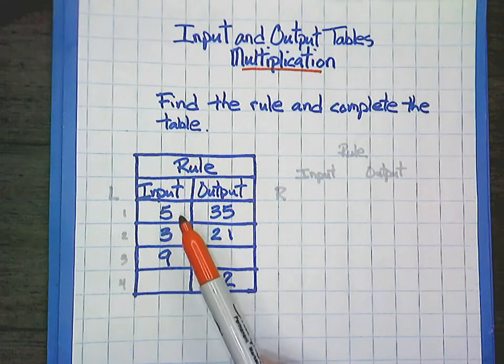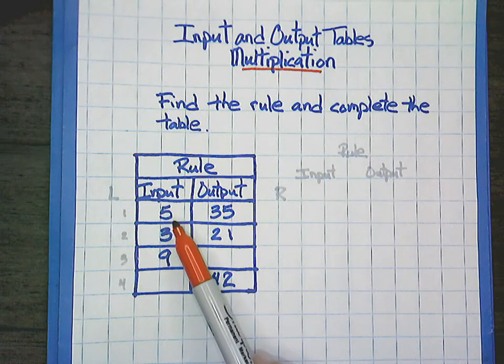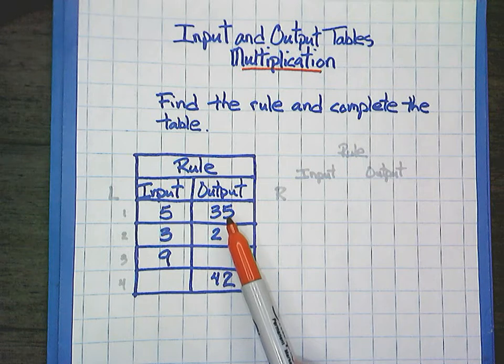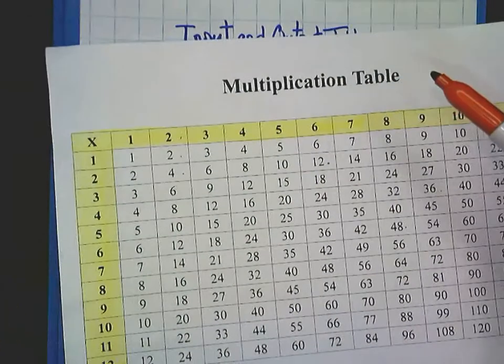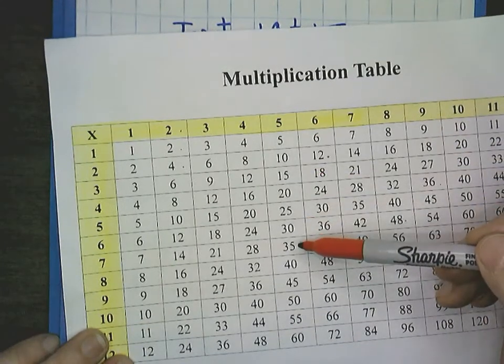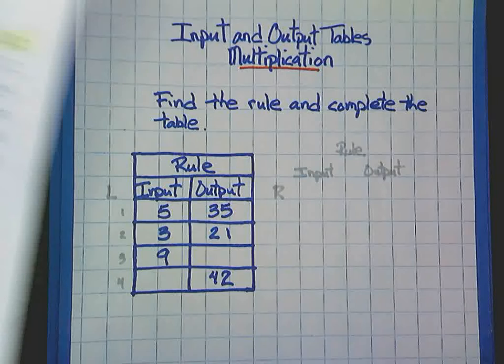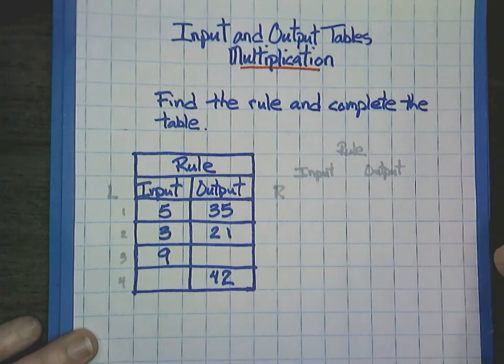My knowledge of multiplication, I can see that 5 times something equals 35. And I know that 5 times 7 equals 35. So I'm pretty sure that this is a multiplication rule.